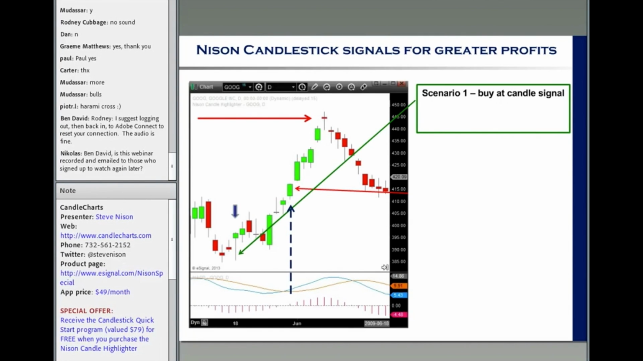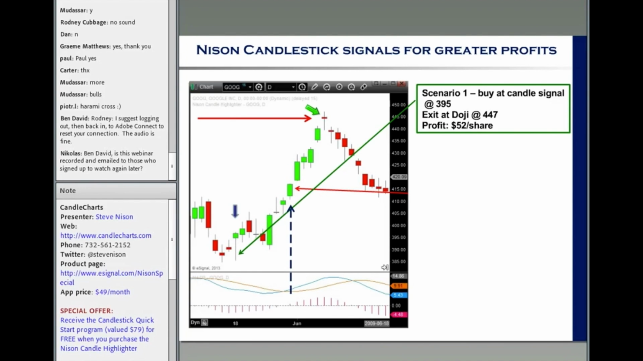So let's say you buy there with the market at 395, and you could exit. There's a doji over here. Doji are great for taking potential profits. So you could exit the doji at 447. So this gives you a potential profit of $52 a share.